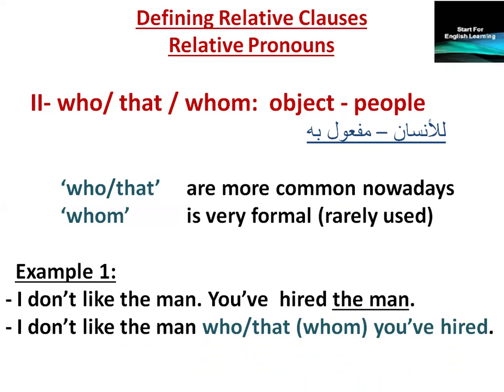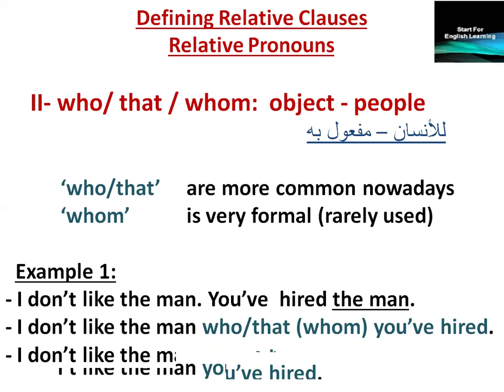Of course, we've put who or that or whom right next to the man, right next to the noun it describes. And then we continue the sentence. You've hired. In this example, we can remove who or that or whom from the sentence because they replace the object of the sentence. I don't like the man you've hired.